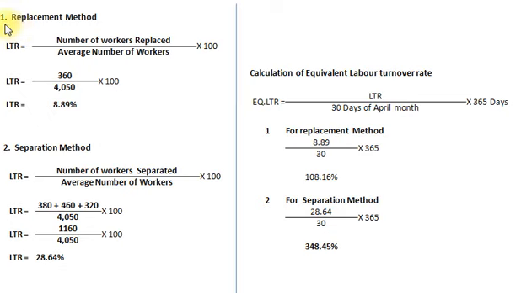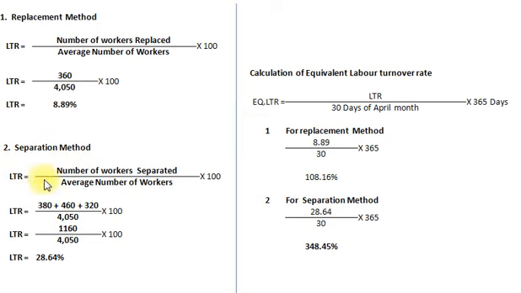Now we will calculate labor turnover rate. First, under the replacement method. Our formula is labor turnover rate is equal to number of workers replaced divided by average number of workers multiplied by 100. So as per the information available in this sum, number of workers replaced 360 divided by average number of workers we calculated, 4050. So labor turnover rate amounts to 8.89% under the replacement method.